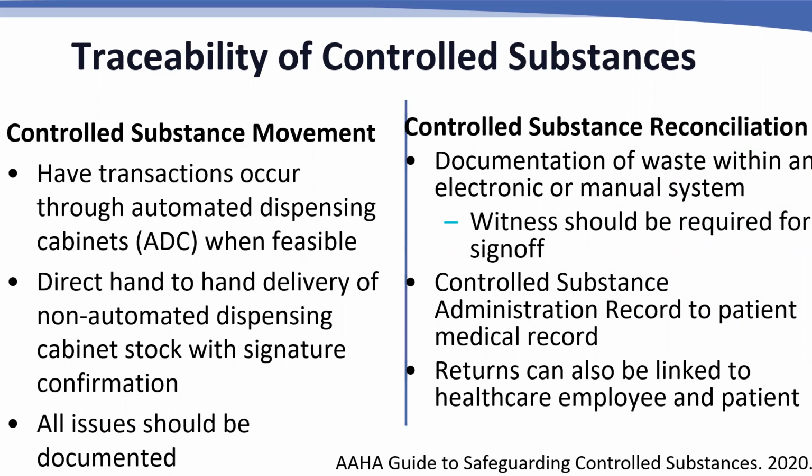And then the reconciliation, you want to make sure you document waste within the system, create a witness so that no one can create diversion all on their own. And you want to have a controlled substance administration record tied to the patient medical record so that you can link the two. And then lastly, just always make sure that you're linking the employee to the patient. You're looking at doses that are given too early, too late, and how are you reconciling overrides and making sure you're minimizing override capabilities as much as possible. Next slide, please.